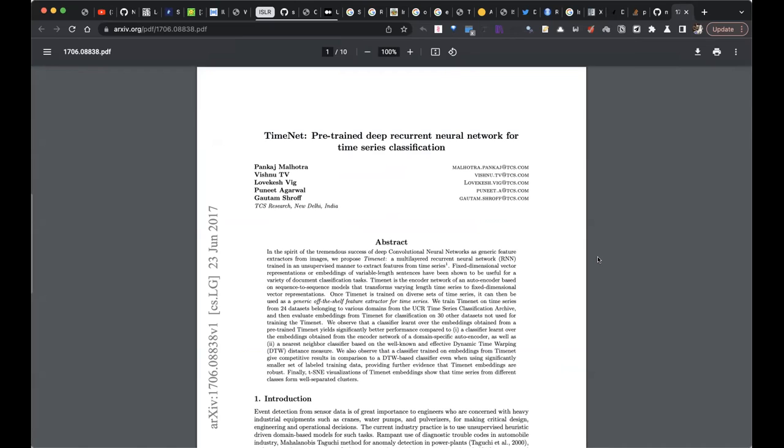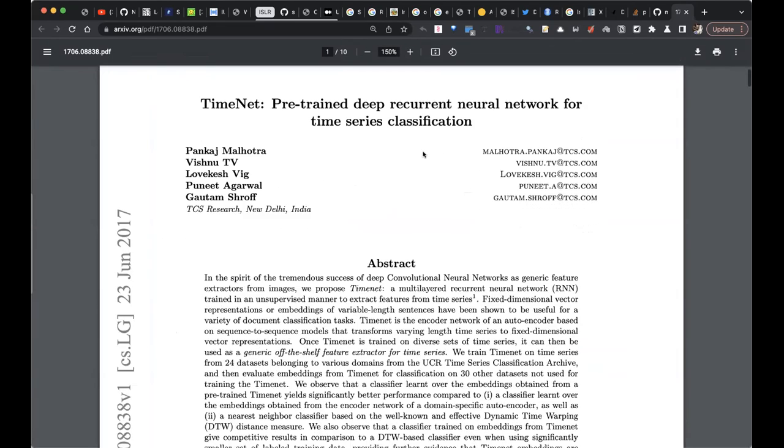Sam, are you showing your screen? Yeah, this is a pre-trained deep recurrent neural net for time series classification. That's pretty cool.